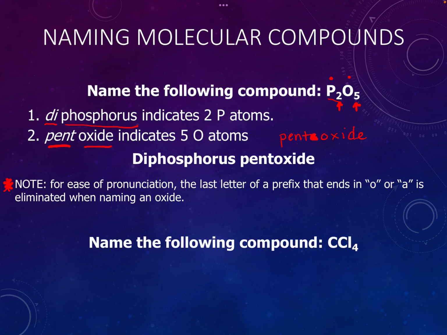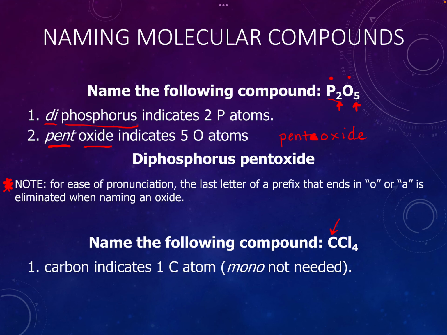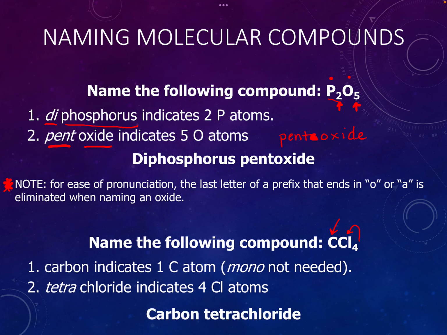Let's try another one. So CCl4. The first one is carbon. The only time we don't use a prefix in molecular compounds is when there's just one of the first element. Do you see that there's just one carbon here? So we don't use a prefix. We're just going to say carbon. We don't need mono for the first element, and in fact, you will get marked wrong if you include it, so be careful. And then there are 4 chlorines, so we call that tetrachloride. So this is carbon tetrachloride. So 1 carbon, 4 chlorines, carbon tetrachloride.